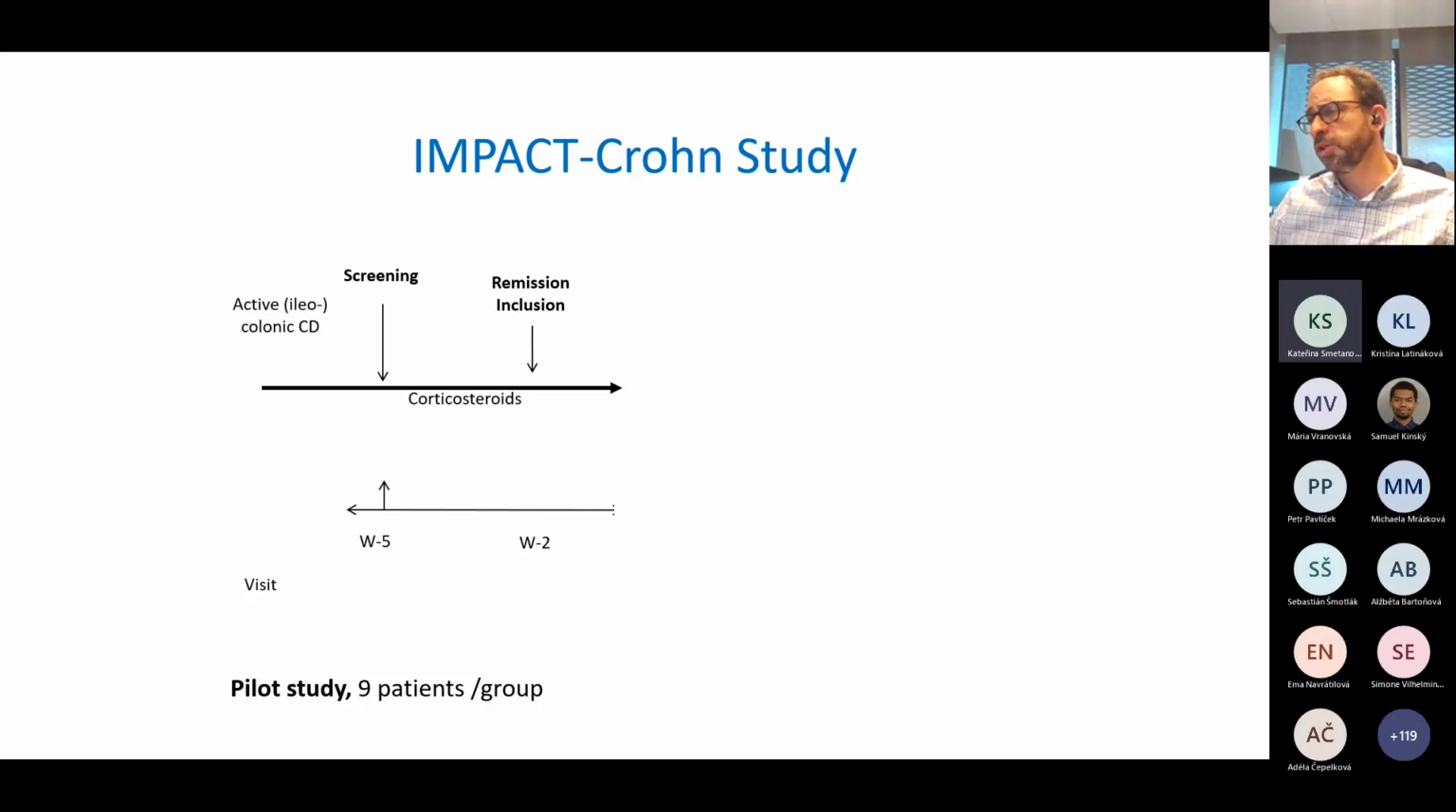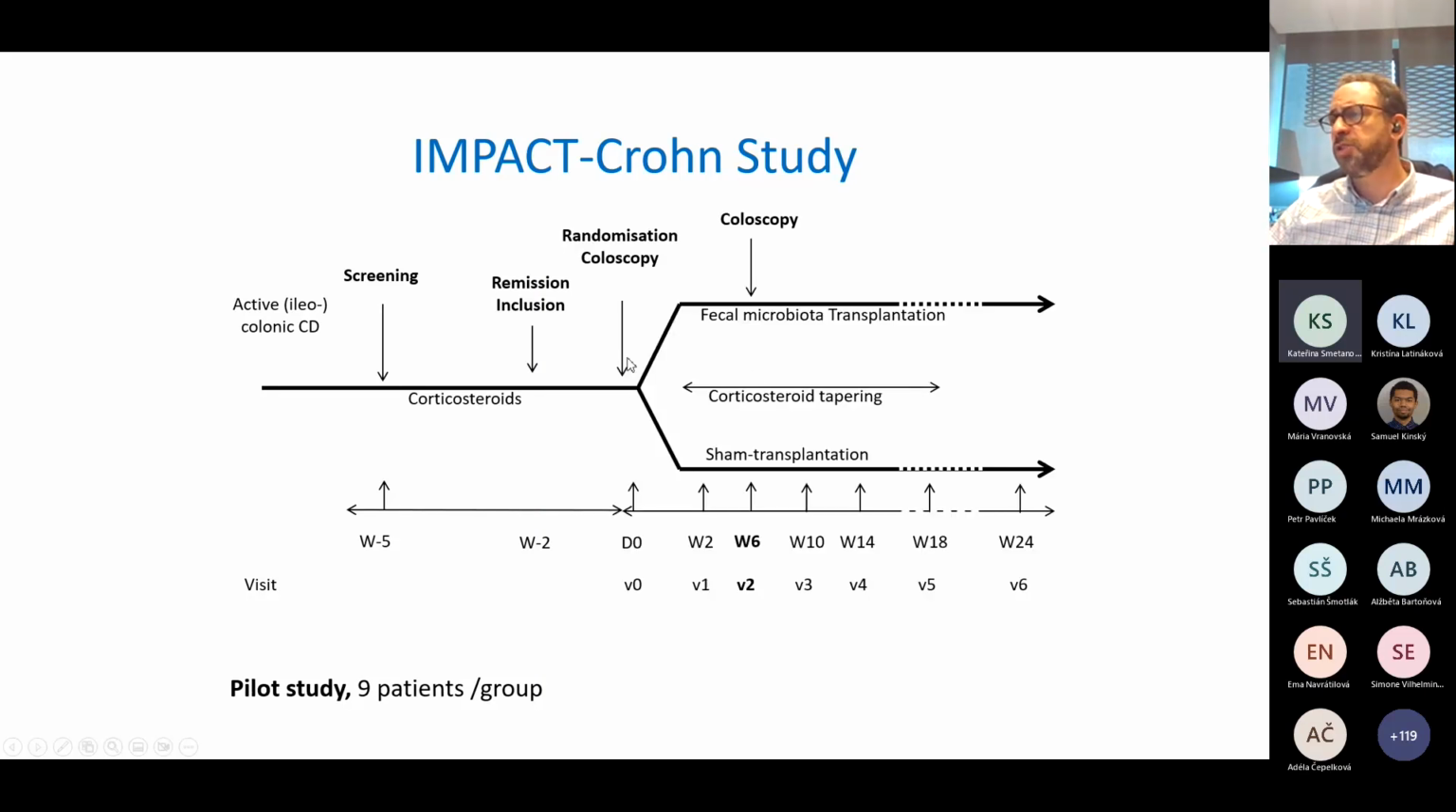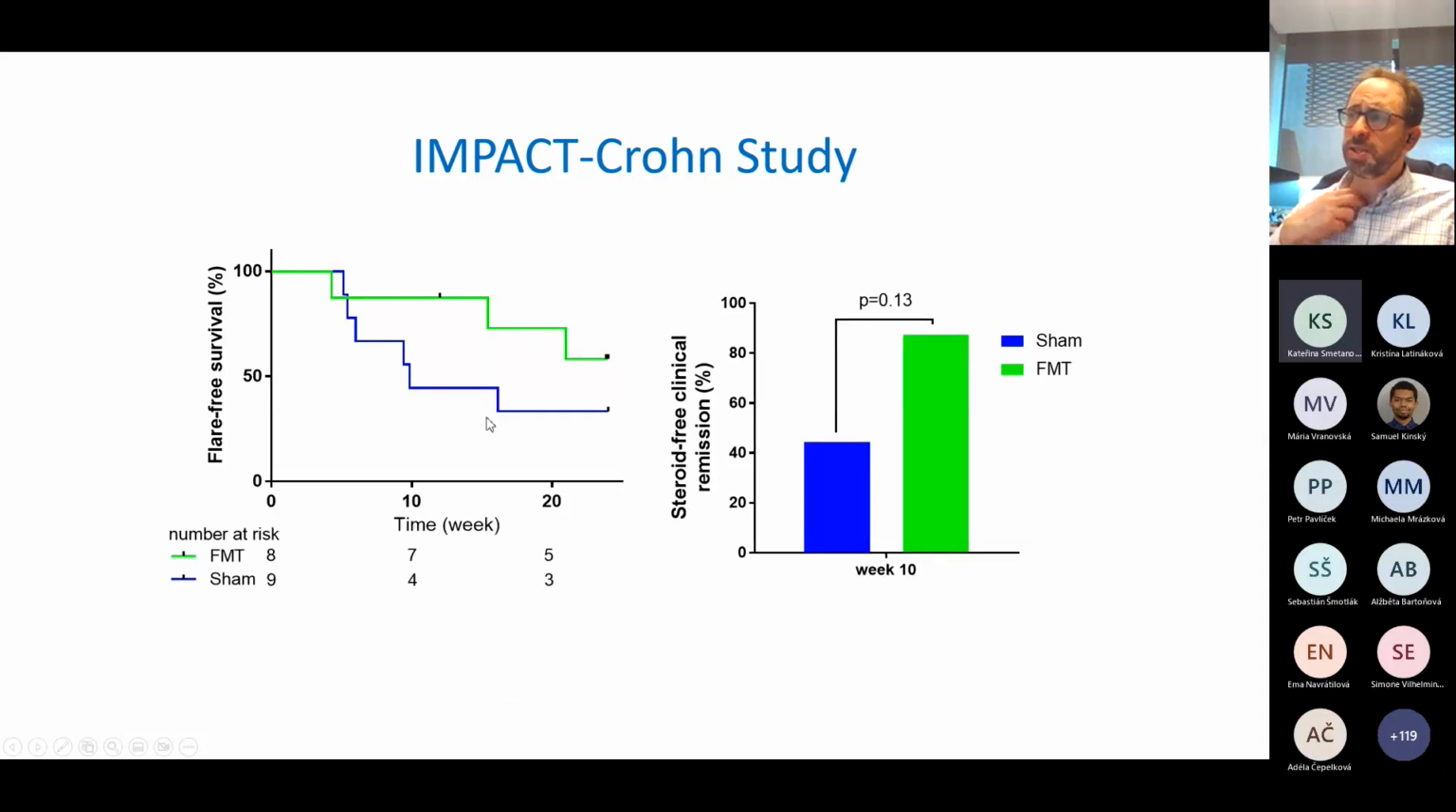We did ourselves a study in Crohn's disease with another strategy. So here, instead of treating the inflammation with FMT, first we induced the remission with an immunosuppressant, which are corticosteroids. And when the patient achieved remission, then he received either one fecal microbiota transplantation through a colonoscopy or a sham transplantation, and then the corticosteroids were tapered for several weeks. And basically, this is what we showed.